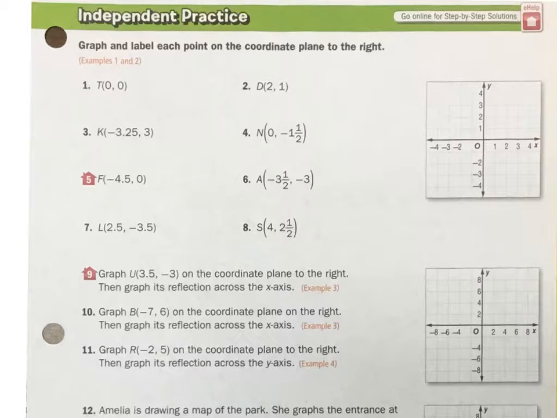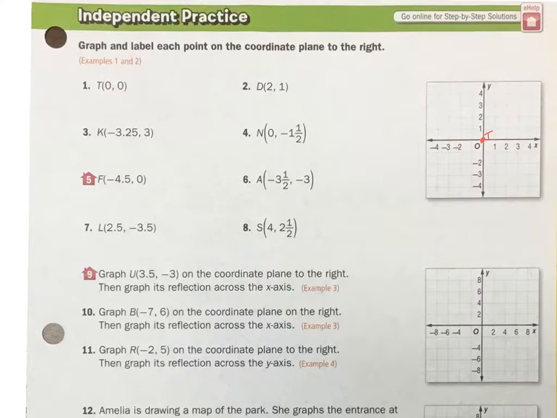All right, this is independent practice for 5.7. We're going to graph and label these points. So T is 0, 0, which is called the origin. So 0 over, 0 up. Right here. And I'm going to label that as T.